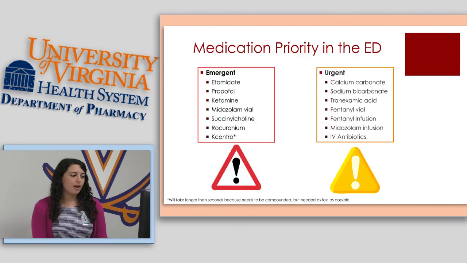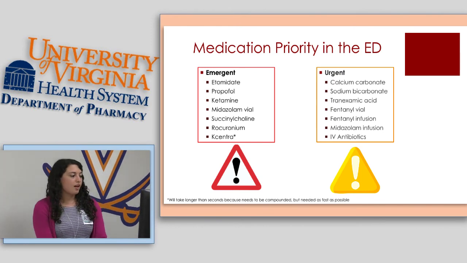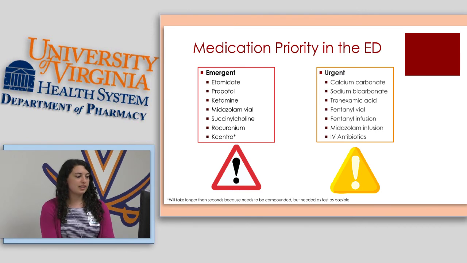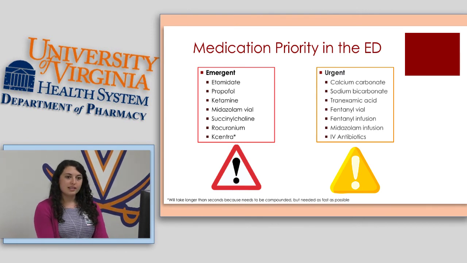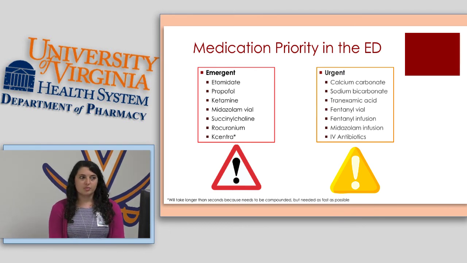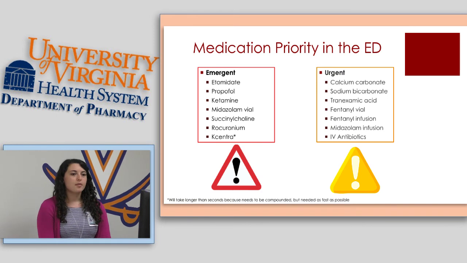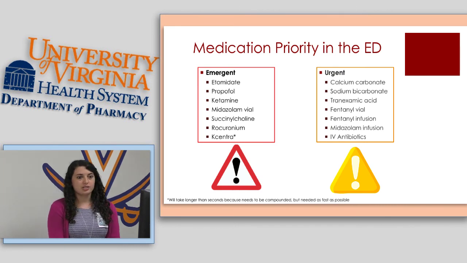So just to review all the medications we went over. The medications that would be needed most emergently are included here in the red box. These are any medication for sedation and paralysis in RSI, as well as Kcentra. I included this in emergent, which I defined earlier as within seconds to minutes. But because this needs to be mixed in the IV room, it would often take longer than that. It's emergent because once we are able to get it, we need to get it to the patient as soon as possible, and the delay would be just because of creating the product rather than actually getting it to the patient.